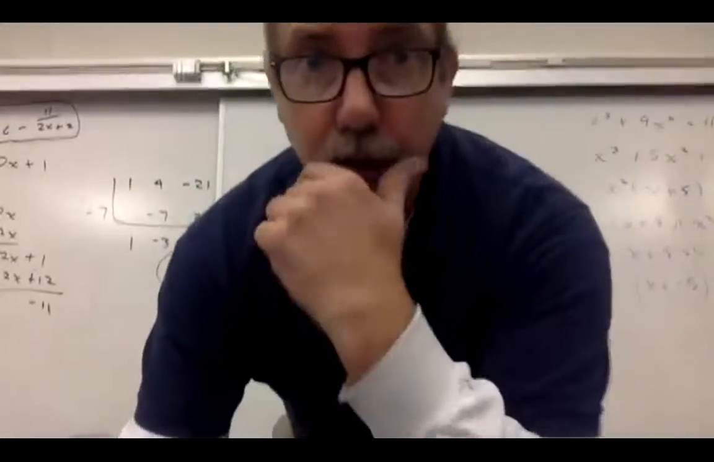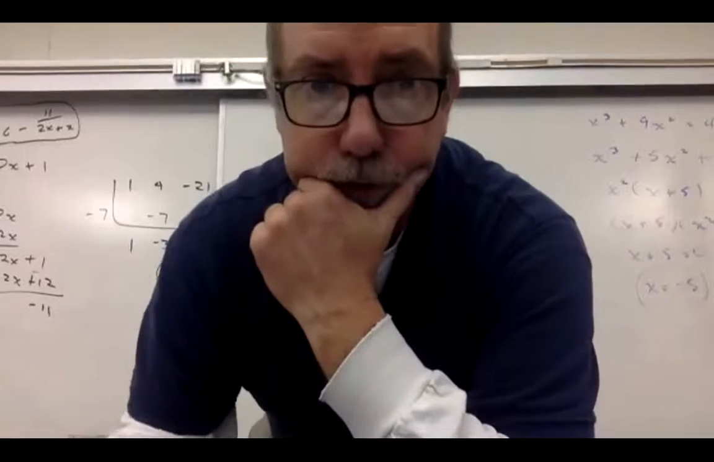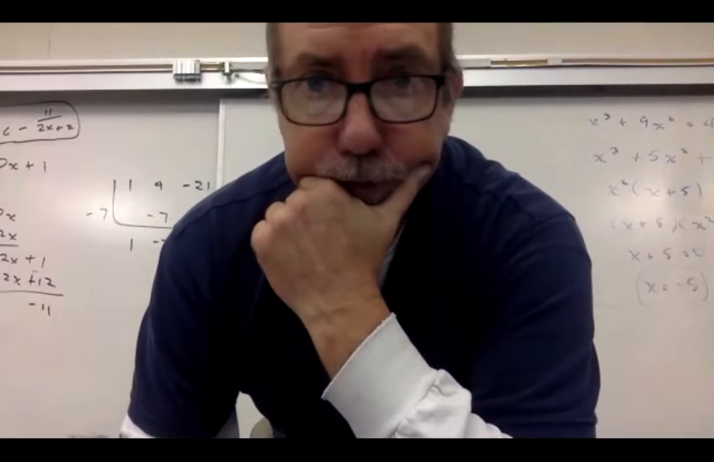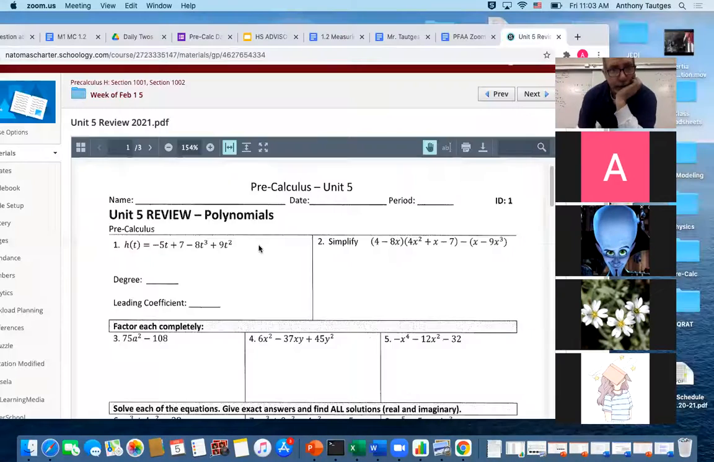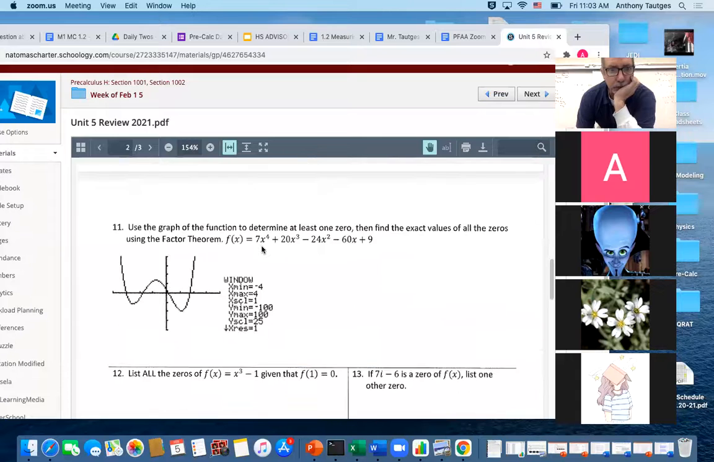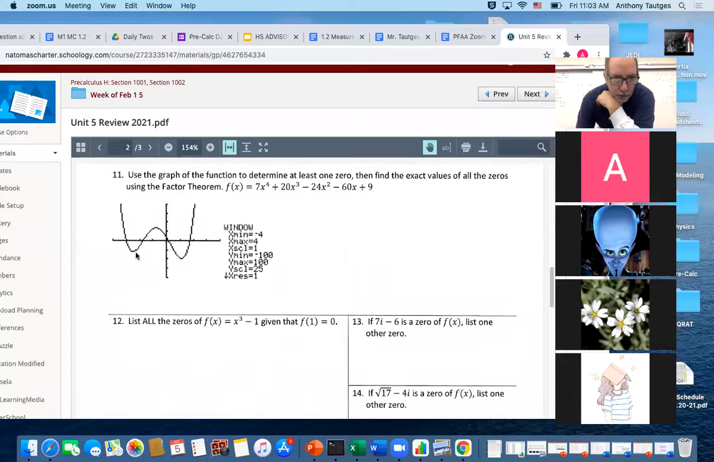Next one. Use the graph of the function to determine at least one zero. All right, I'm going to share the screen again. Share the screen momentarily and scroll down to this one here. So I need to determine at least one zero. So looking at the function, I get a 0 right there at x equals -3. And then find the exact values of all the other zeros using the factor theorem.